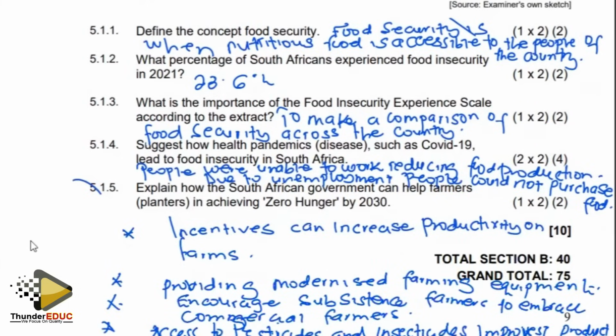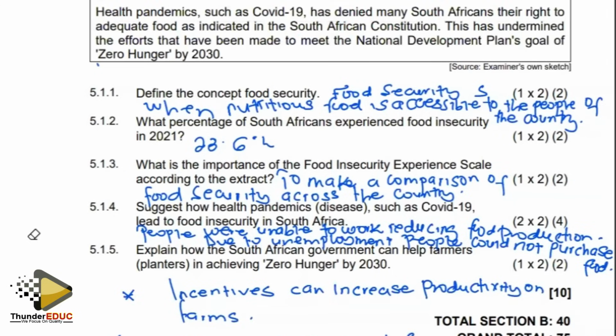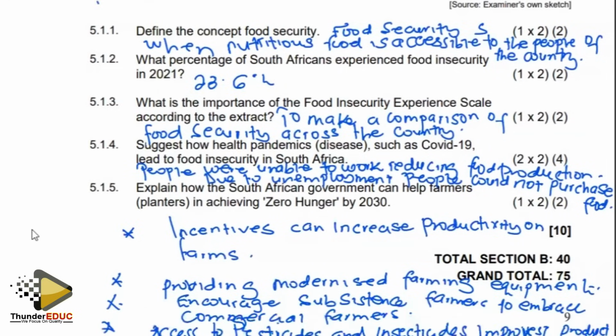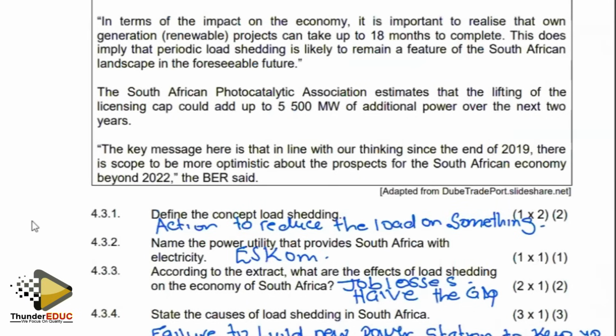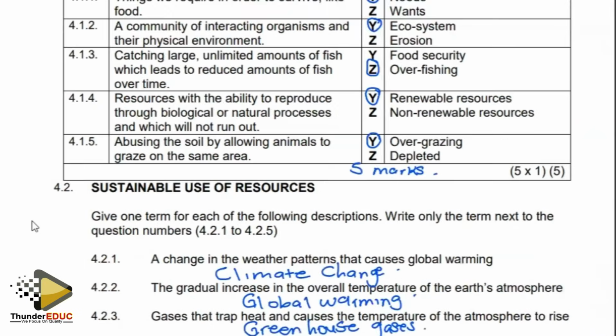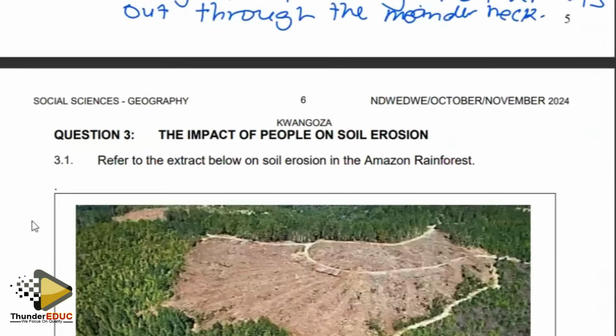with the entire paper. And then with your section B, you have 40 marks. And here it totals up to 40. Then you have your 40 marks. Then you'll be done with the entire question paper.